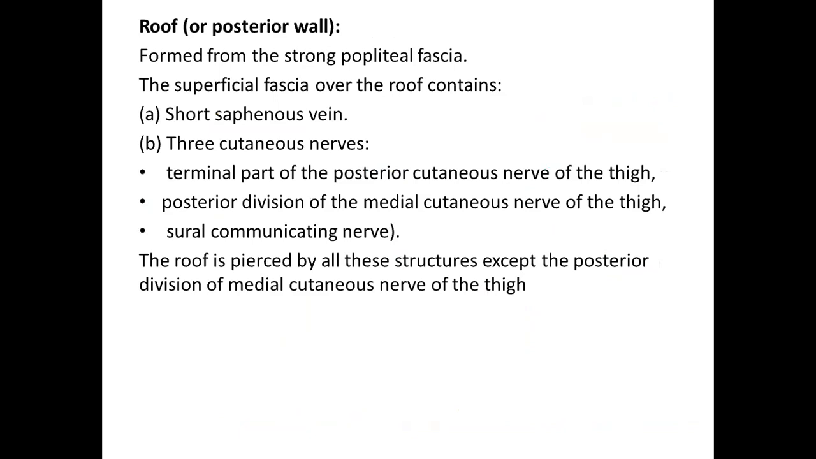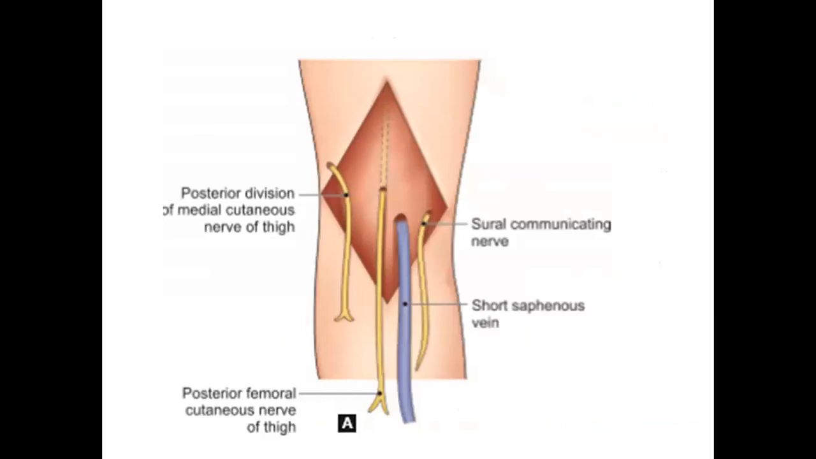Then the roof of the fossa, or the posterior wall of the fossa. The roof of the fossa is formed by, we can see here, skin and fascia. The fascia that covers the popliteal fossa is known as the popliteal fascia. The popliteal fascia is pierced by important structures, which you can see in the diagram. These are the short saphenous vein, and three nerves pierce the fascia. We have the posterior division of the medial cutaneous nerve of the thigh, the posterior cutaneous nerve of the thigh, and a sural communicating nerve.